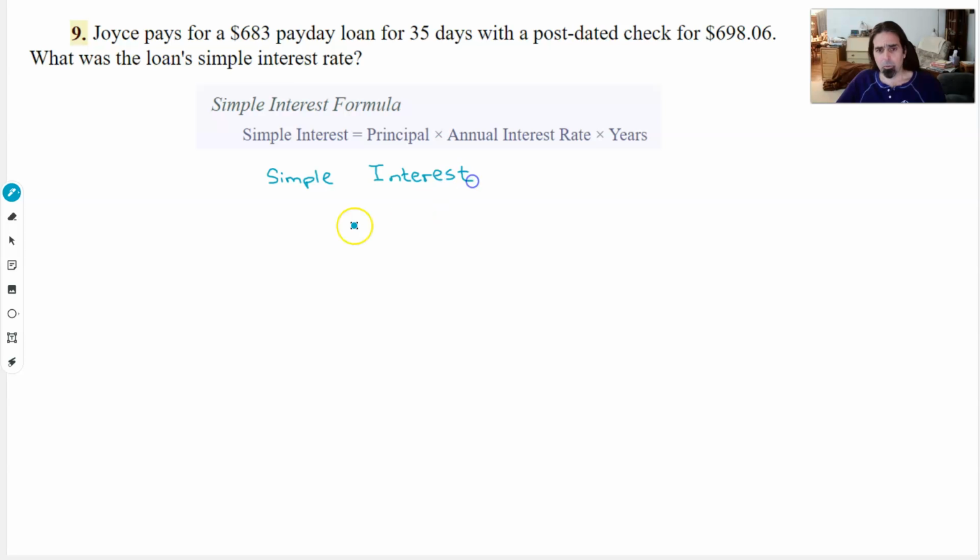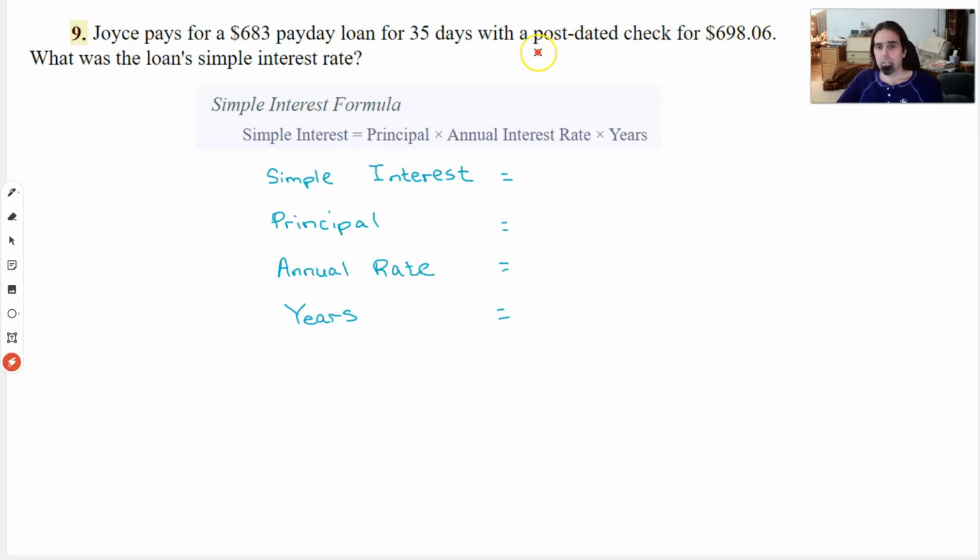We want to figure out what we will plug in, because actually using the formula after everything is plugged in is easy. So, how much simple interest is this?